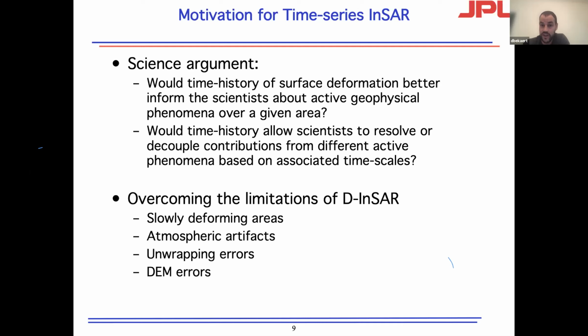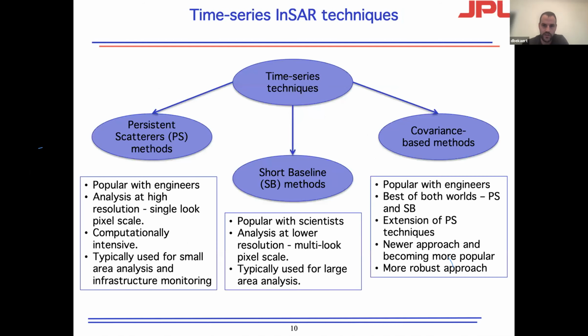In addition, there are challenges like what we discussed, one related to the atmosphere or slow-moving displacement processes, which are hidden within the noise of the data. You can really use the time series approach to address some of these. In addition, like Yunjin showed, the unwrapping errors you can identify and try to correct for them, as well as estimate the DEM errors, because it correlates with baseline, and we have the baseline as function of time as well. So there are three main techniques: persistent scatterer, short baseline, and covariance-based approaches.